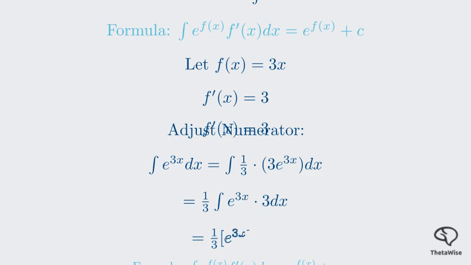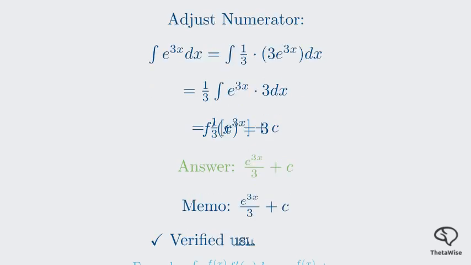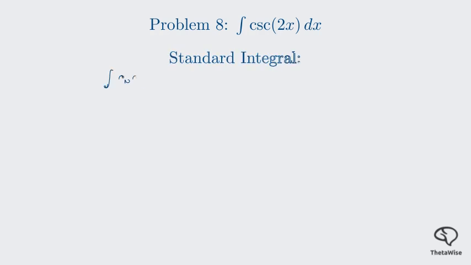Once again, we adjusted the constant, found the pattern, and solved the integral in just a few steps. The memo confirms our answer is correct. Verified using memo. Our final problem, number 8, is another example of using standard integrals. We need to integrate the cosecant of 2x. The integral of cosecant is a standard integral you would typically find in a list. The general formula for the integral of cosecant of x is the natural log of the absolute value of cosecant x minus cotangent x.